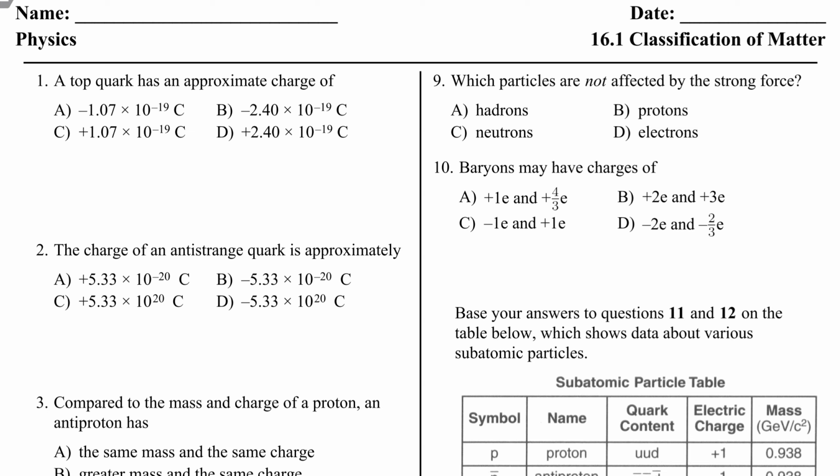Hi, and welcome to 16.1 Classification of Matter, the first lesson in our modern physics unit. In this lesson, we talk about a lot of different terminology: baryons, hadrons, mesons, leptons, quarks, antiquarks, antimatter. We have to remember all this stuff, but it's located in your reference table. So let's start by taking a look there.